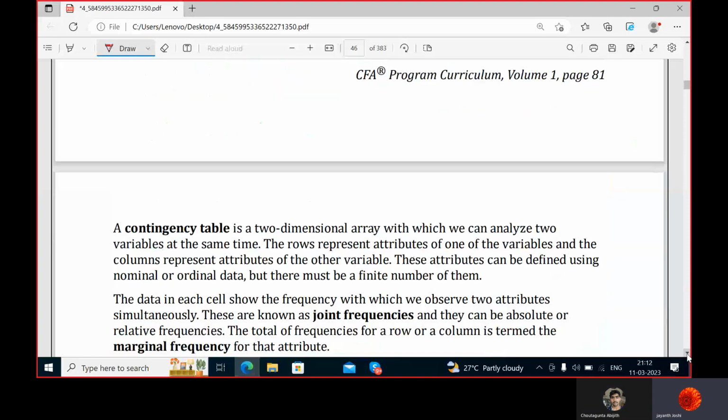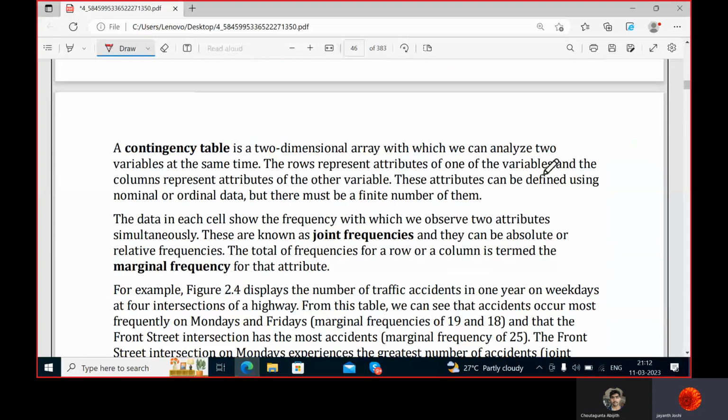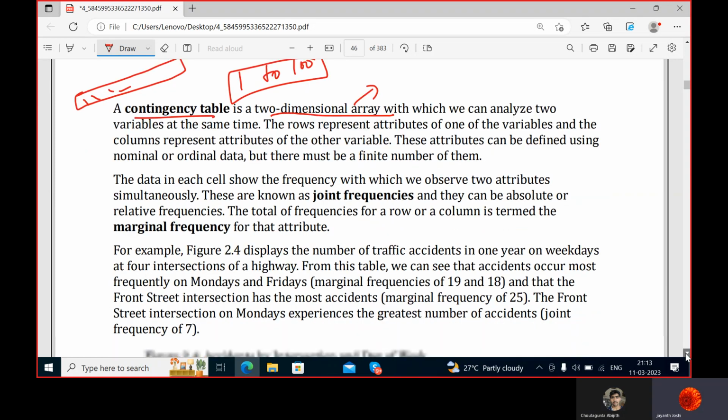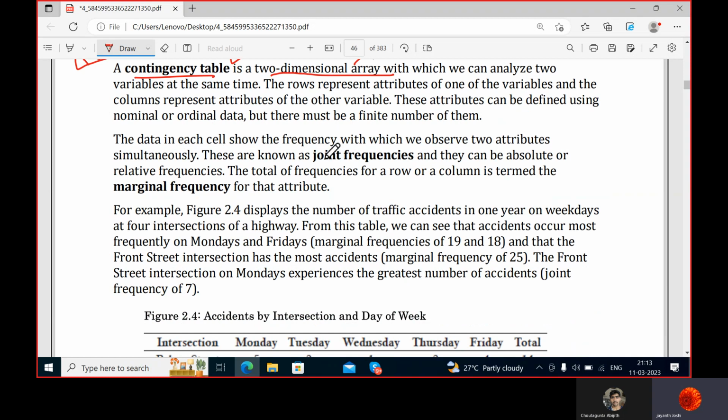Now we will see the contingency table. It's a two-dimensional array. Yesterday we were discussing array. Array is nothing but if I take integers between 1 to 100 and I just store that data in a proper sequence, that is array. So if I store this data of 1 to 100 integers, it's an array. Now we'll see some more things, joint frequencies and marginal frequency and all.